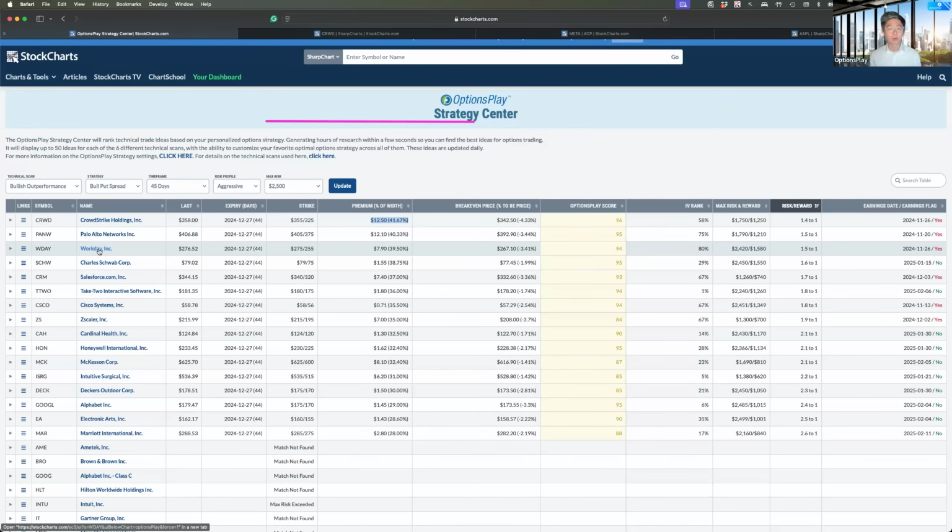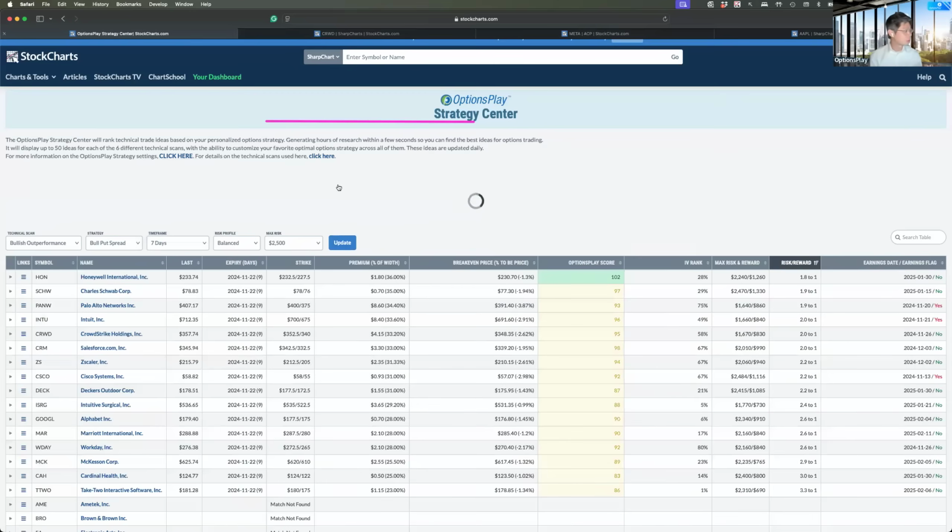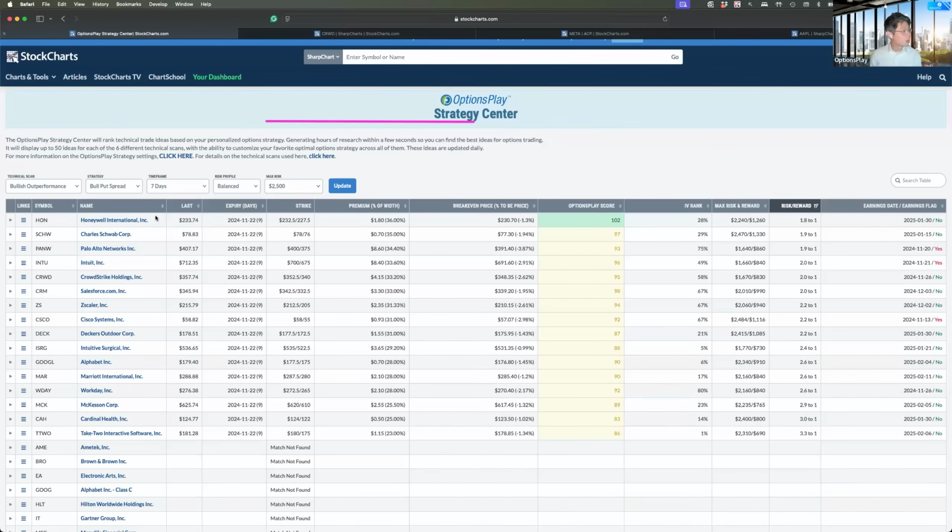And this does all of that work for you that used to take hours and hours of research, and now just takes a few seconds, and you can fully customize it, because some of you don't like to sell 45-day credit spreads. Some of you like to sell 2-week credit spreads, or maybe 1-week credit spreads. You can choose what your preferences are and have this recalculate for you. So for example, if you like to sell shorter dated options, Honeywell now is at the top of the list. So, depending on the option strategies you like to trade, different stocks bubble up to the top of the list.